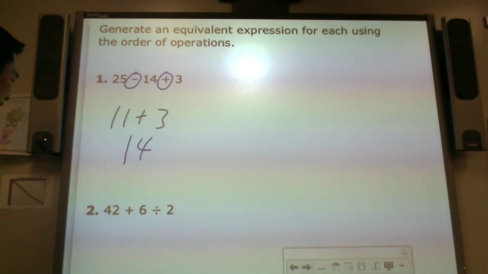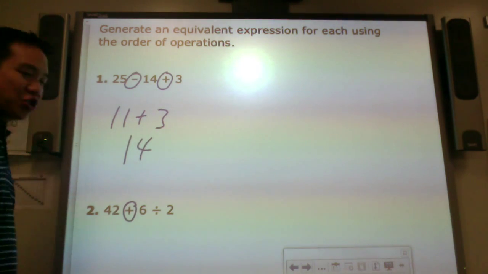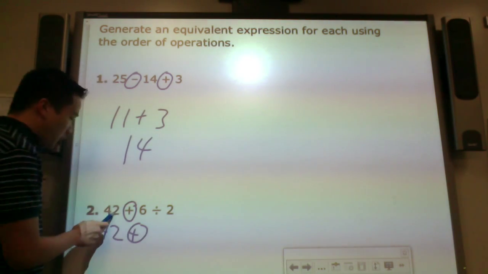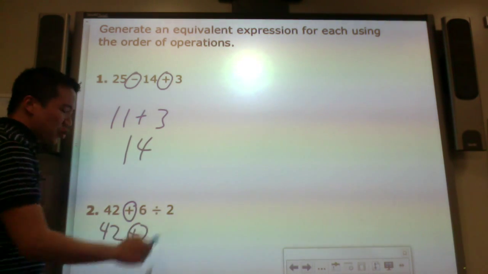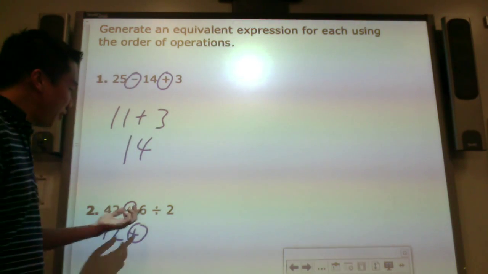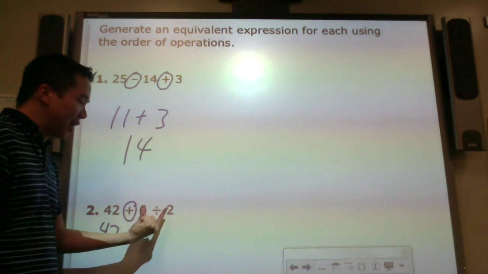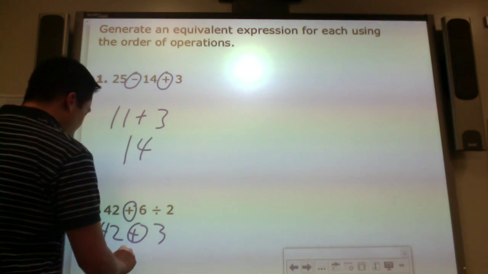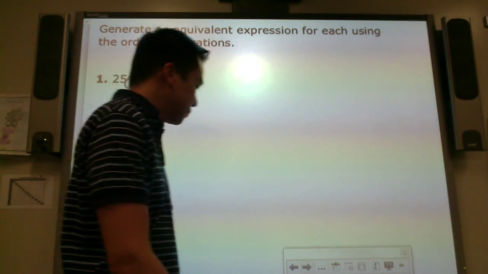Number 2, I see an additive operator. I circle it. The first term is 42. The second term is 6 divided by 2. Can you help me evaluate or simplify this term? 6 divided by 2 is 3. So 42 plus 3 is 45.